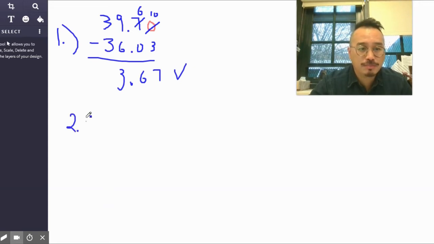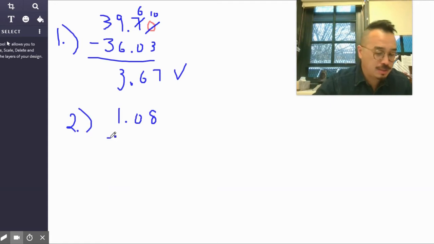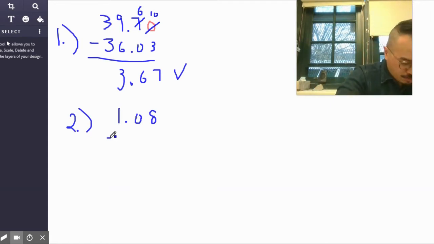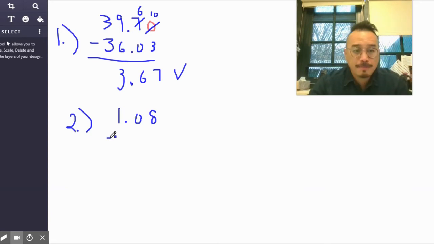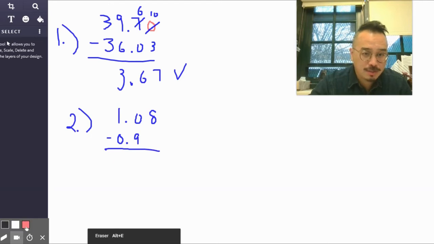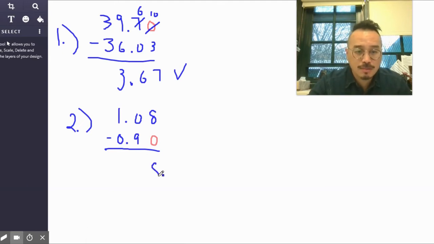Let's do 2. 1.08 minus 0.9. Again, line the decimals up. I was very tempted to write 0.9 here, but you can't do that. Right here, I'm going to use a different color marker and put a zero there, so that you know that wasn't in the original question. 8 minus 0 is 8.